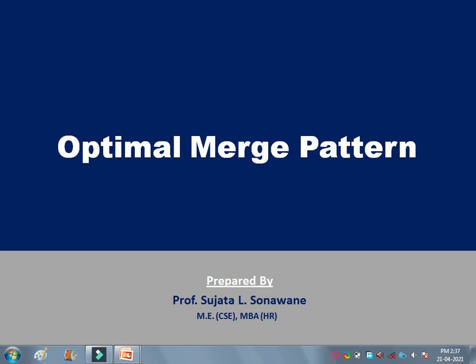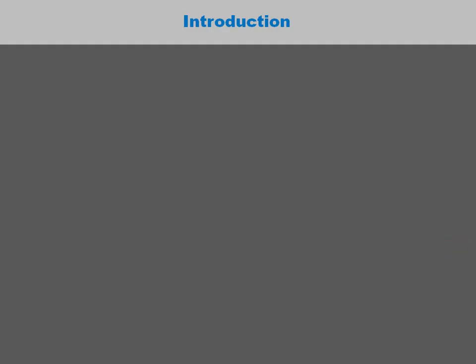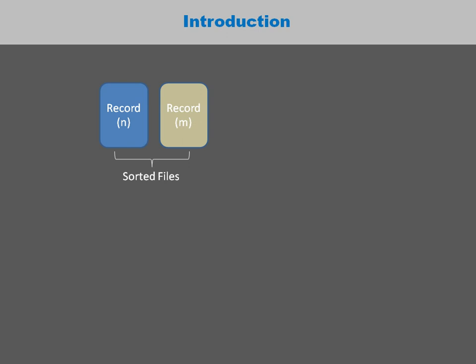In this video, we will see the optimal merge pattern. The optimal merge pattern is one of the applications of the greedy method. In optimal merge pattern, we consider that we have n records in one file. In another file, we will have m records. Now these are two sorted files, and we want to merge these two sorted files into a single file.